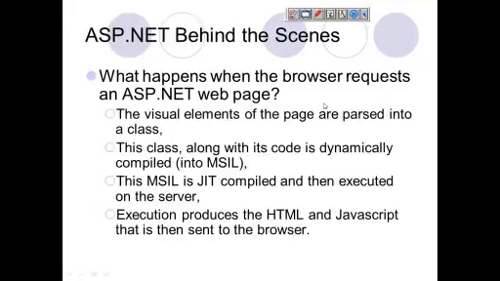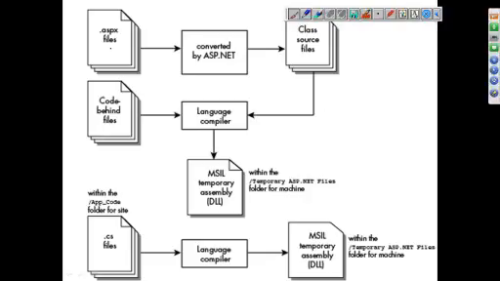You can see here, your ASPX files are converted to ASP.NET class files. They are combined with the code behind files and compiled. The generated MSIL is kept on the server. When you request a page from the server, at that time it will be JIT compiled, and the browser will see the response in HTML. Okay.